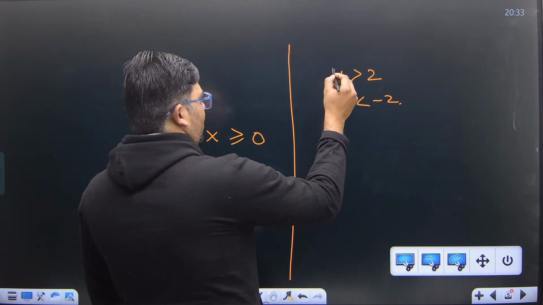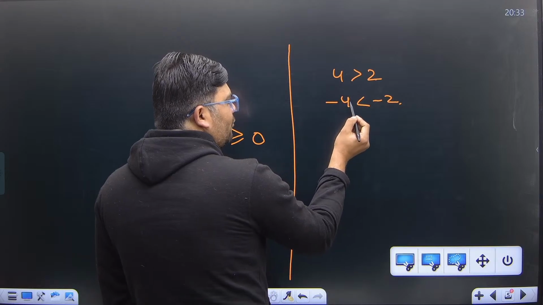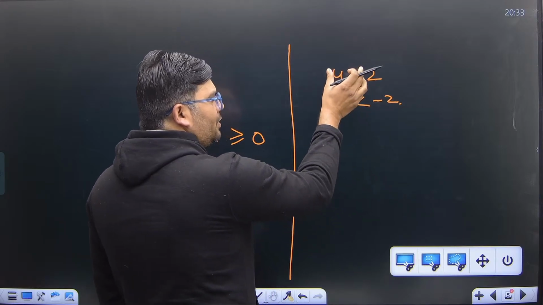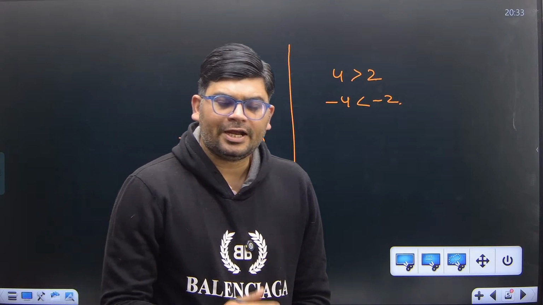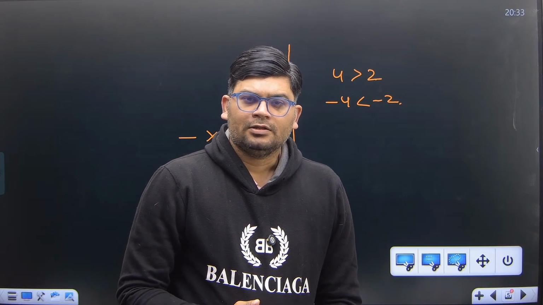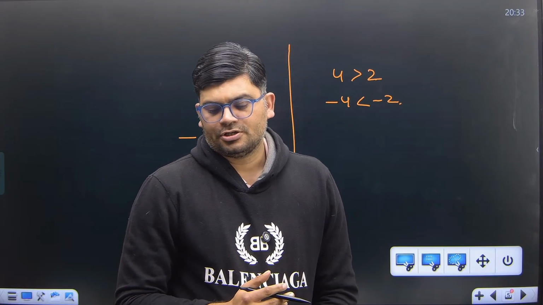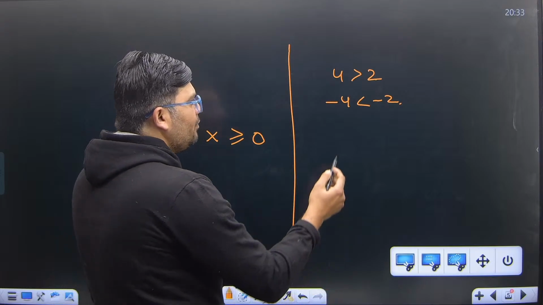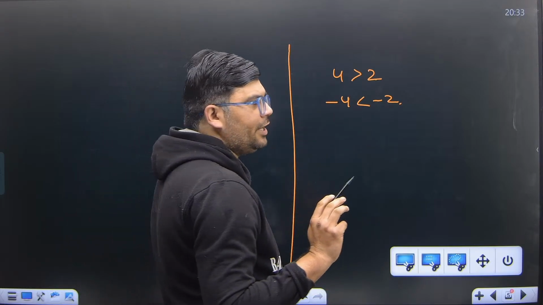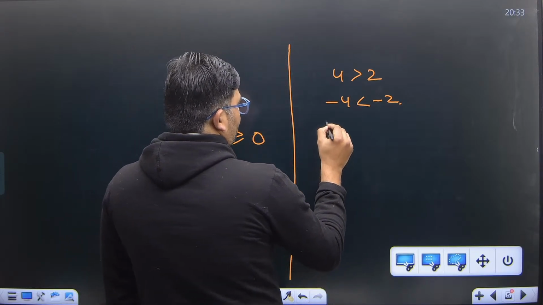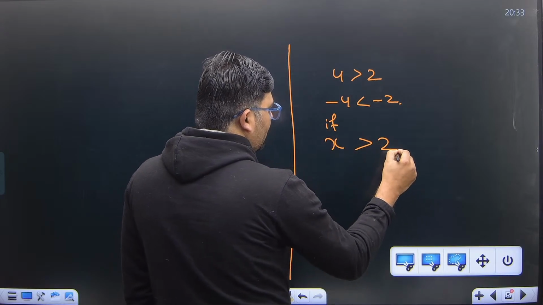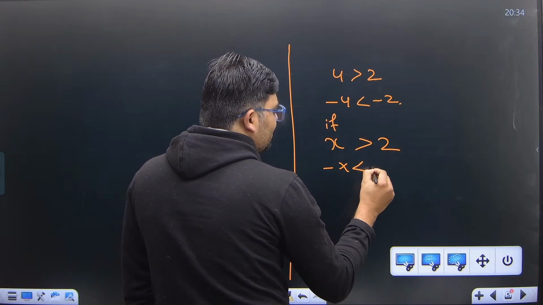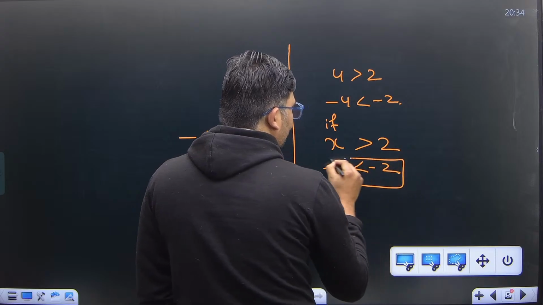Yes. See this. 4 is greater than 2, so minus 4 is less than minus 2. Are you getting it? When I multiply the whole equation by a negative number, the sign of inequality will be reversed. So try to understand, if x is greater than 2, then minus x is less than minus 2. Are you getting it?